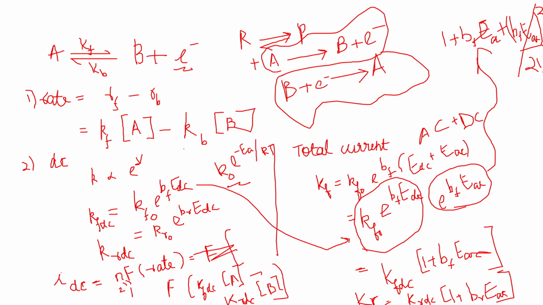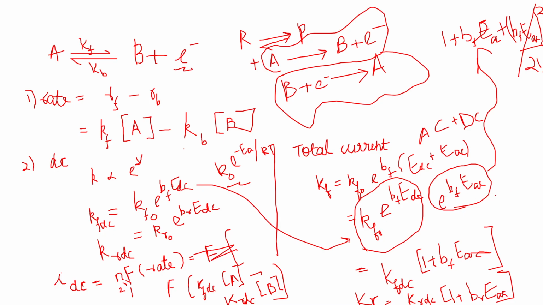Now what happens when the total current is AC plus DC? The equation is the same, everything is the same. The only difference is in the equation of KF and KR. Unlike the last time where you only had EDC, here you will have EDC plus EAC. So you will split it, and this one will be nothing but KFDC.